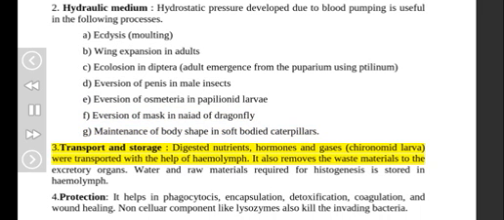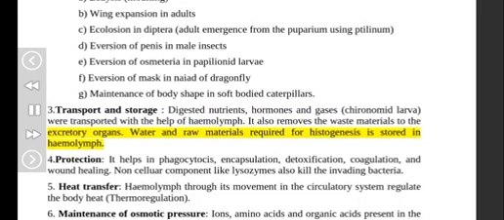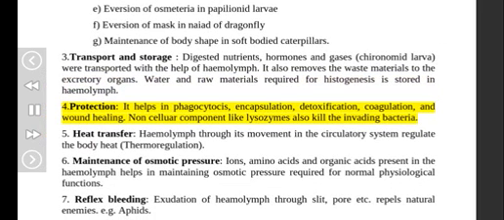3. Transport and storage. Digested nutrients, hormones and gases (as in chironomid larvae) are transported with the help of hemolymph. It also removes the waste materials to the excretory organs. Water and raw materials required for histogenesis are stored in hemolymph. 4. Protection. It helps in phagocytosis, encapsulation, detoxification, coagulation, and wound healing. Non-cellular components like lysozymes also kill the invading bacteria. 5. Heat transfer. Hemolymph, through its movement in the circulatory system, regulates body heat, thermoregulation.